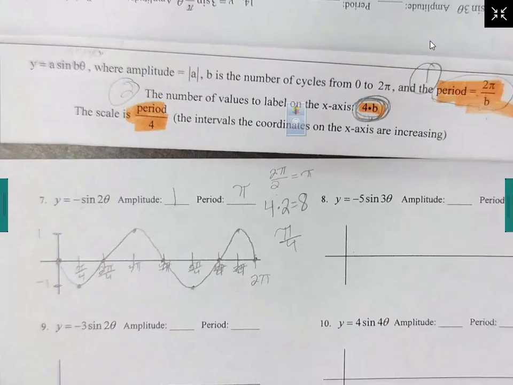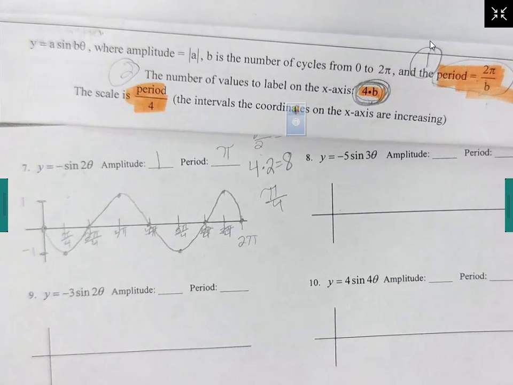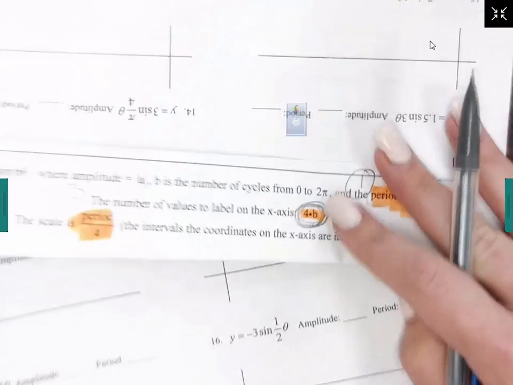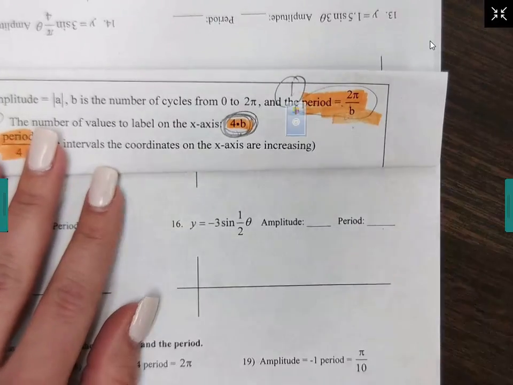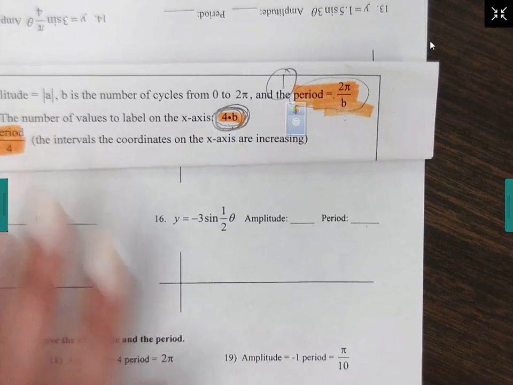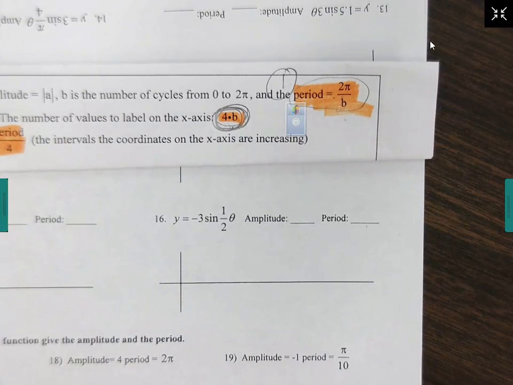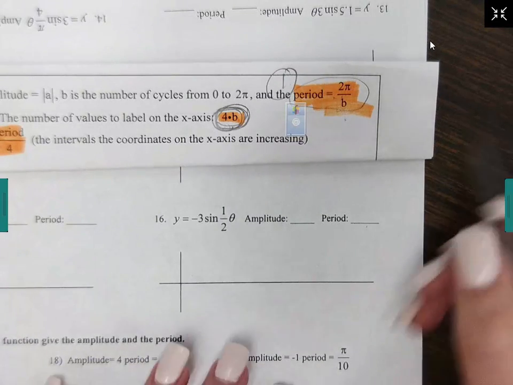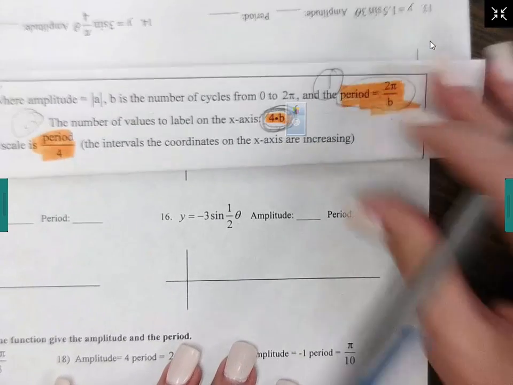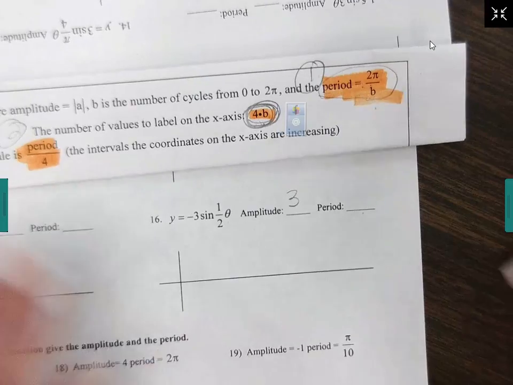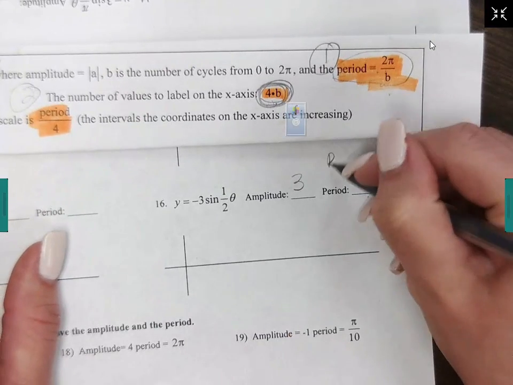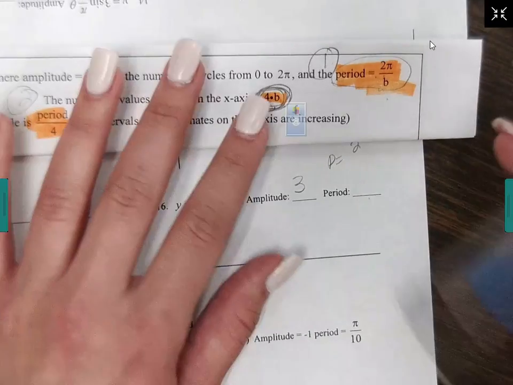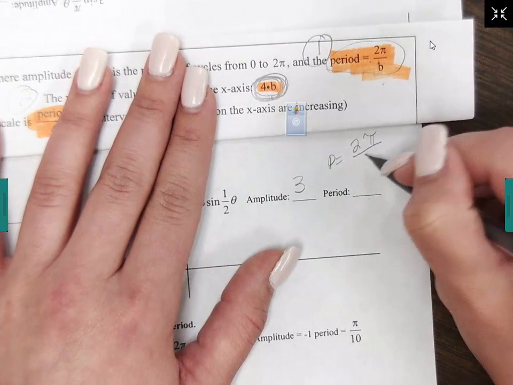Okay, so the next thing I want to go over is one more example. Let's look at number 16. On number 16, what is the amplitude? Cool, and it's actually positive 3 because of the absolute value, right? And then what's the period? Then it's 2 pi divided by 1/2, okay?